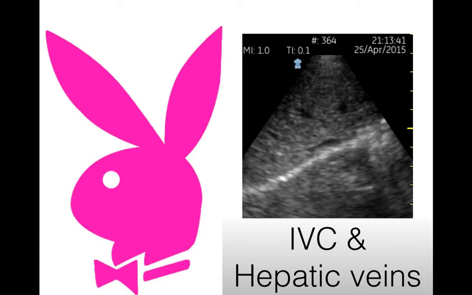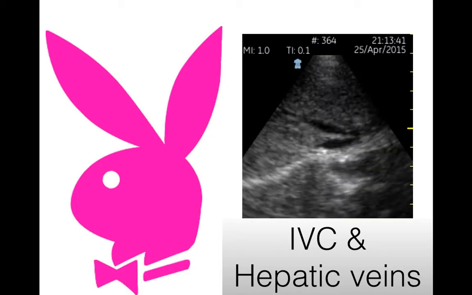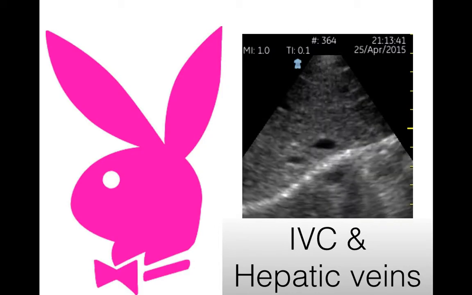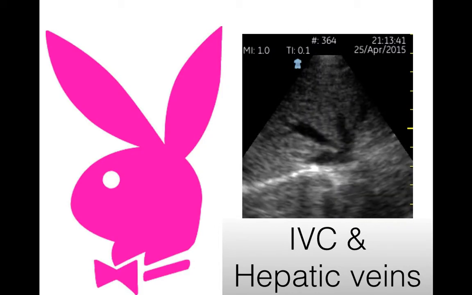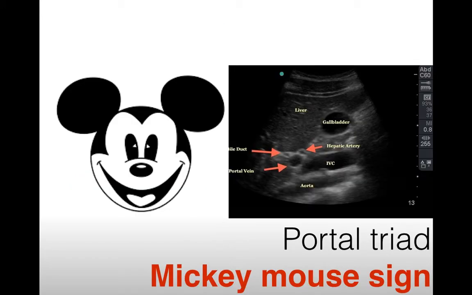So this is the IVC. The IVC is useful not only to identify the structure, but also when you are trying to figure out volume status or shock, which is a topic discussed tomorrow. It is also useful to identify this structure. When you see that, you know that Playboy is the IVC and hepatic veins.